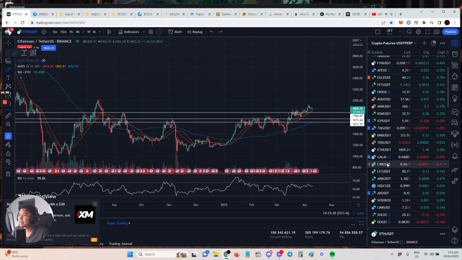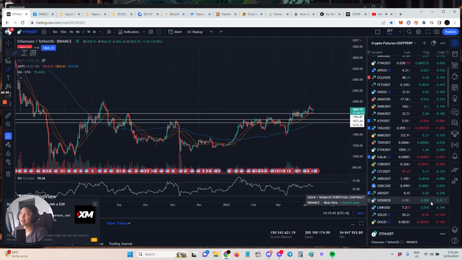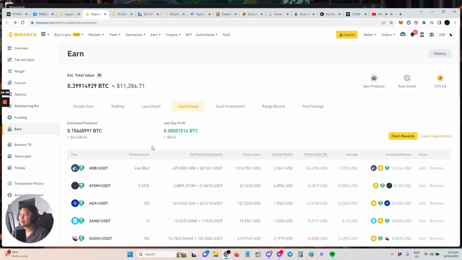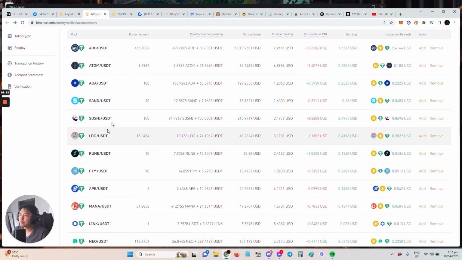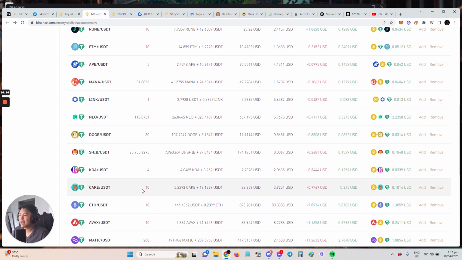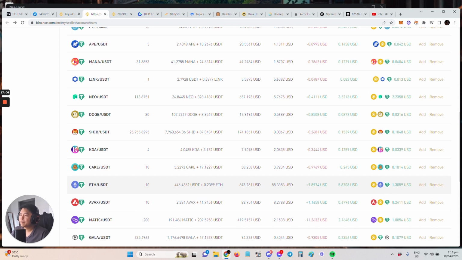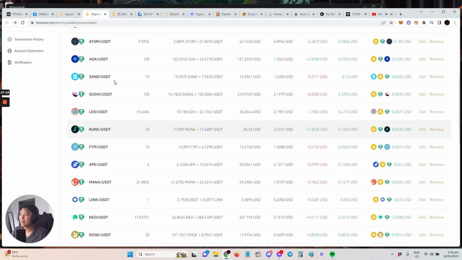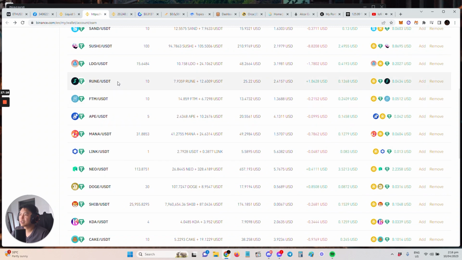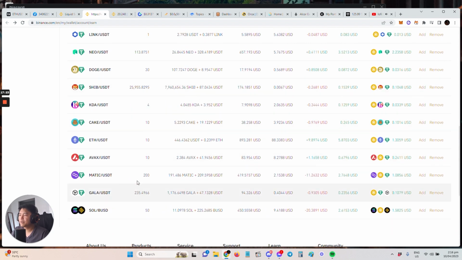Anyways, I don't want to babble too much about those things. What are the other tokens that I'm looking at? Nakita niyo naman siguro, you can just review dun sa pinakita ko dito sa Earn or dito sa Liquid Swap. So I have Metaverse tokens like Sand, Mana, Ape, Gala. On the Layer 1s or Layer 2s, we have Solana, Matic, Avax or Avalanche. Ethereum, definitely something that you want to be holding. And then we have protocols like Sushi, Uni, Link.